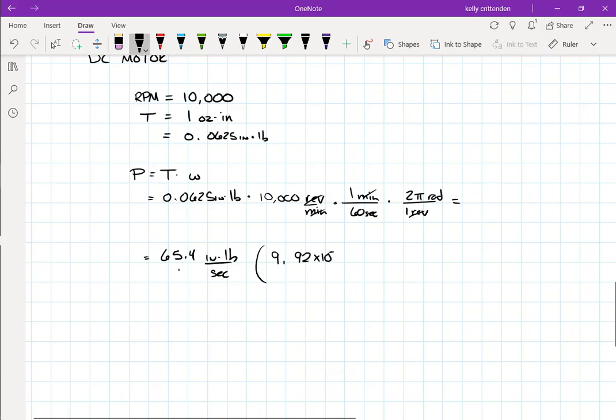9.92 times 10 to the negative third horsepower. So 0.0099 horsepower. Not a whole lot of horsepower, but that's at 10,000 RPM. You can't really imagine using 10,000 RPM on most applications.